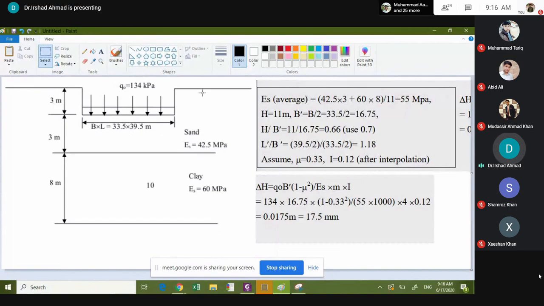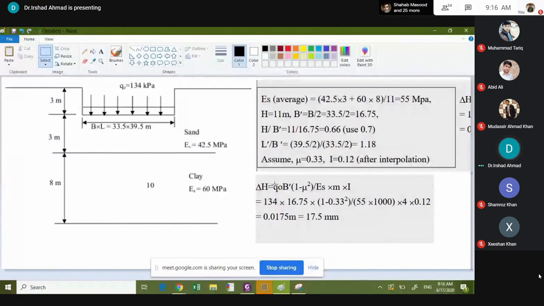There are two types of soil. There is a sand having modulus of elasticity ES 42.5 MPa. Then there is a clay, ES 60 MPa. The depth of the foundation is 3 meter. Here below, actually the depth of sand is 6 meter, but below the footing it is 3 meter, and the depth of the clay is 8 meter. So, and this is the equation. So see what values you can have from this diagram.